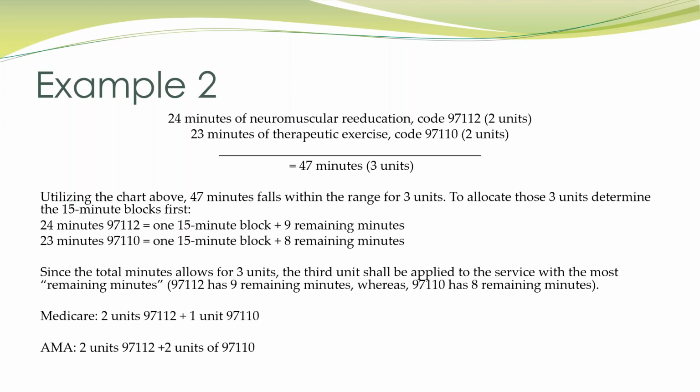Here's another case where you lose out on the total time rule when you have 24 minutes, so you spent at least 2 minutes on each, 24 minutes on neuromuscular, 23 minutes on therapeutic exercise, so 2 units each. The combined total is 47 minutes, so 3 units. So Medicare, it would be 2 units of 97112 and 1 unit of 97110. And then with the AMA rule, you get 2 units of each. And in most cases, you're going to find that the AMA rule nets more units than the total time rule. But if you're trying, you can play around with the minutes to see which one is better for each one.